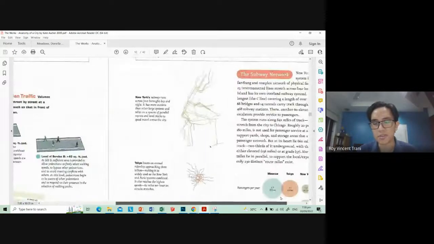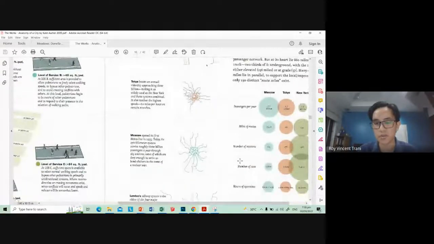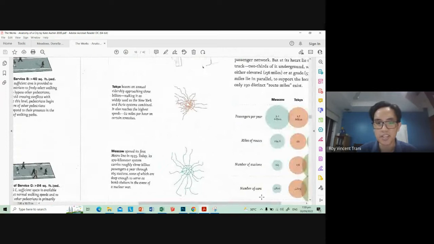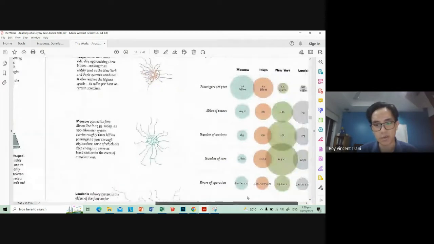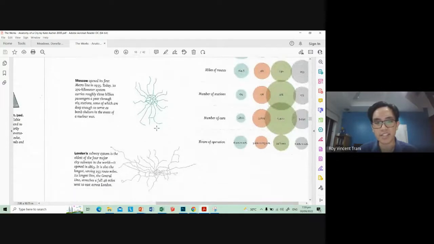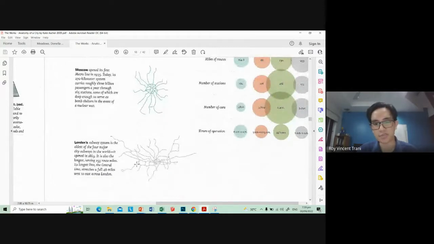And that also is another problem with the Philippines. We don't have enough sort of land mass to create efficient subway networks or rail networks in general. Moscow is more radial. And then London, again, is going more linear, but on an east-west axis, left to right.